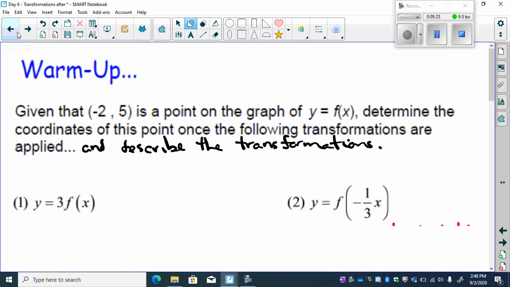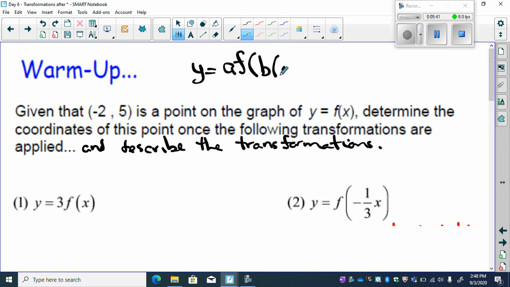Okay, now let's try and put this all together. The parameters we've learned so far are a, b, h, and k, and your equation in standard form will look like this: y = a f(b(x - h)) + k.